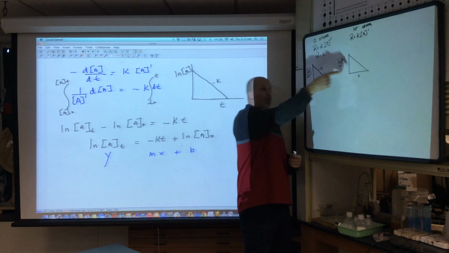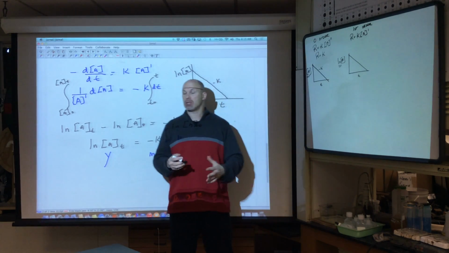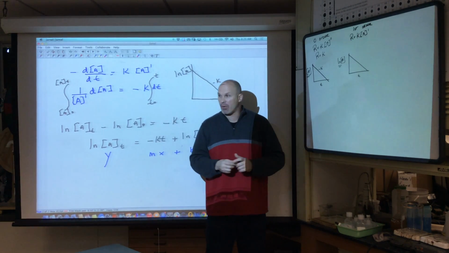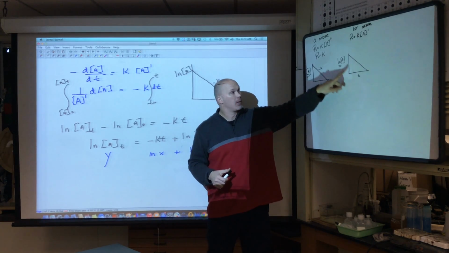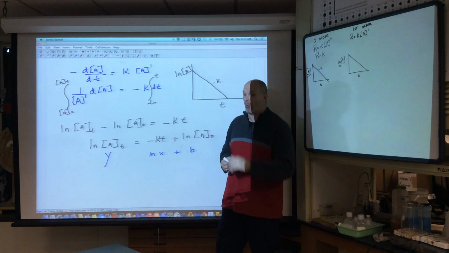So this graph proves to you if something is first order. If you have no other information, but just changes of your concentration of A over time, and you want to know it's first order, do the ln of those changes over the time period and see if you make a negative line, and that's how you prove it the final way.